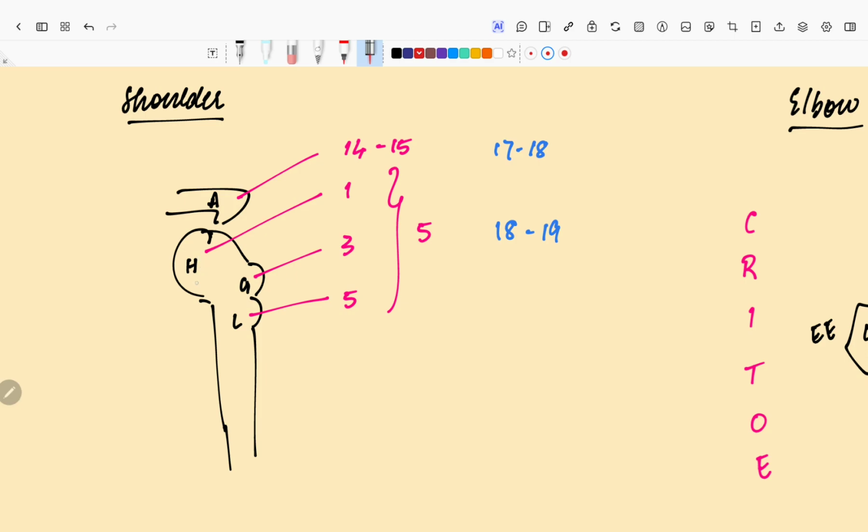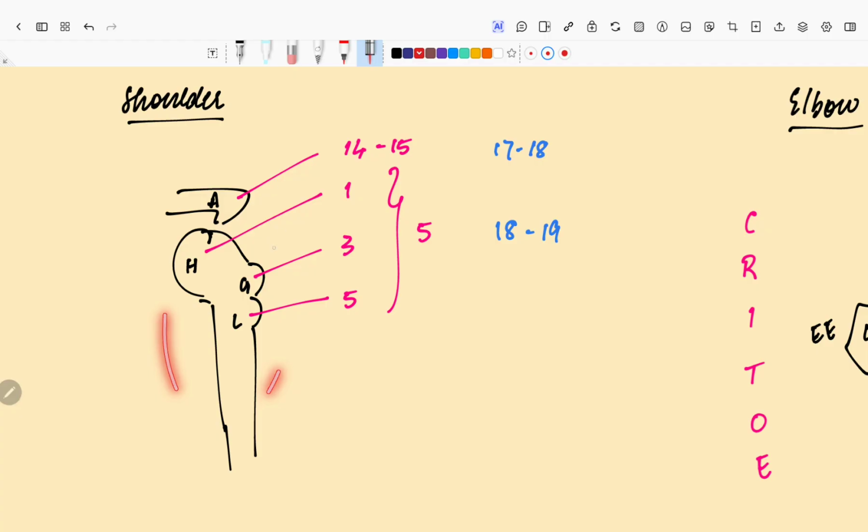Head of humerus appears at 1 year, greater tubercle appears at 3 years, lesser tubercle appears at 5 years, and these form a conjoined tubercle. All these appear in separate years and then fuse to each other at 5 years. Okay, and the acromion appears at 14 to 15 years, and then a separate part of the acromion will fuse to itself at 17 to 18 years.